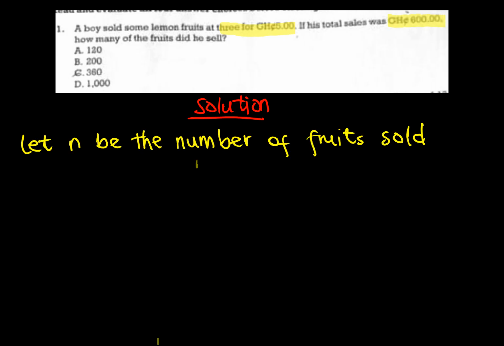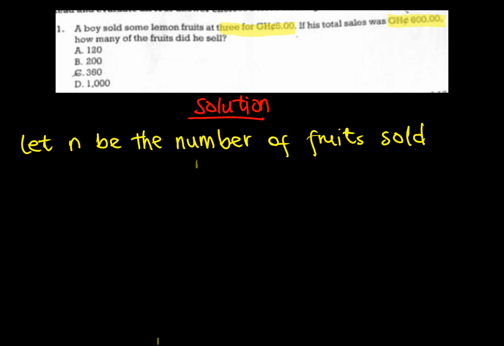Let's look at the first question. A boy sold some lemon fruit at 345 cedi. If his total sales was 600 cedi, how many of the fruit did he sell? So in the question, since we do not know the number of fruits the boy sold, we should let n be the number of fruits sold.